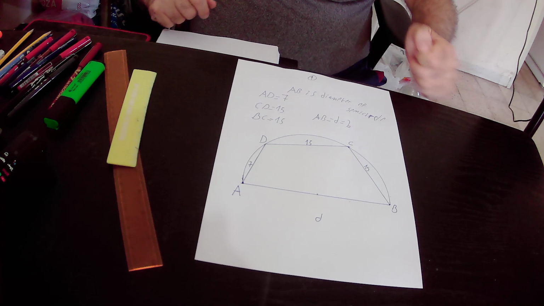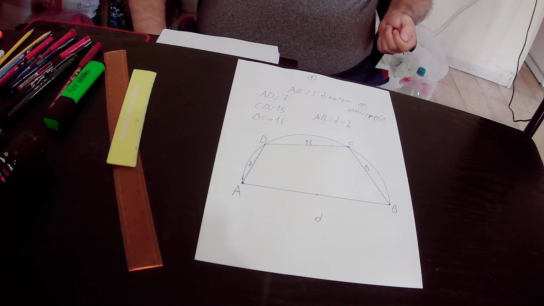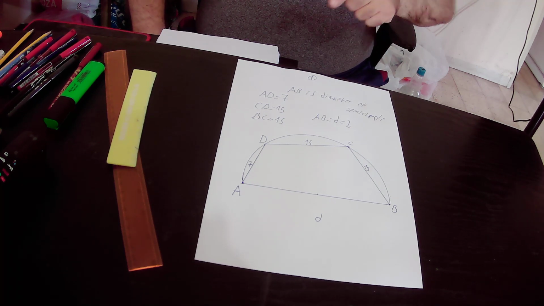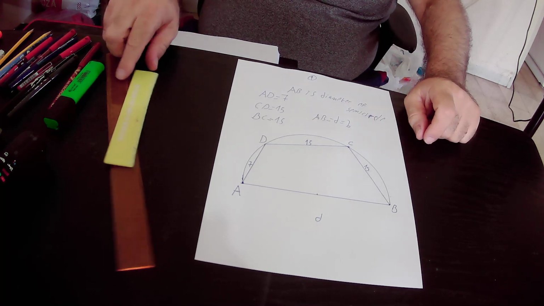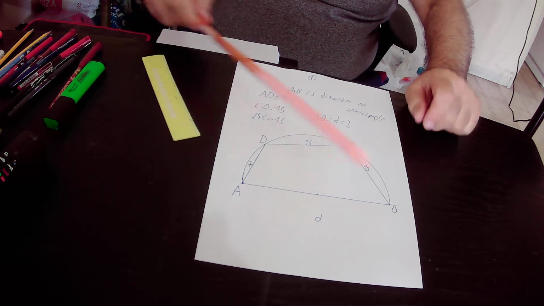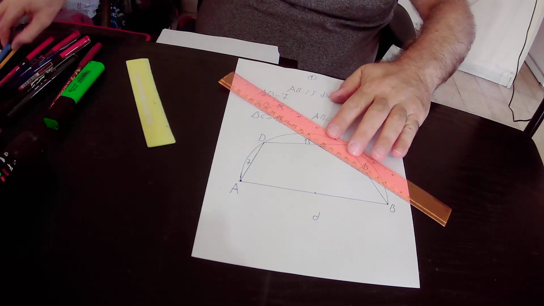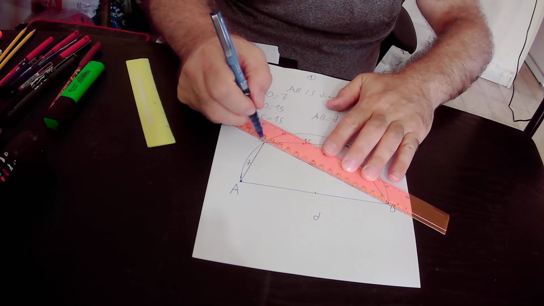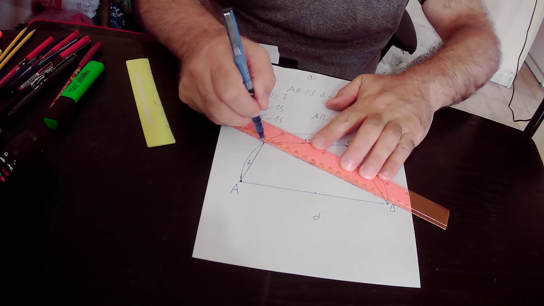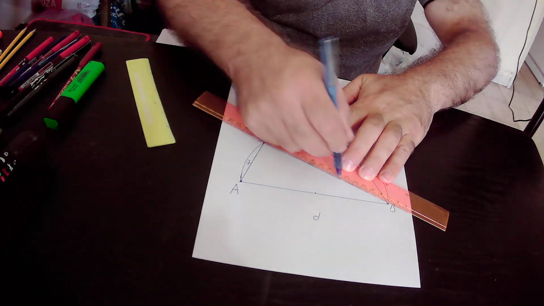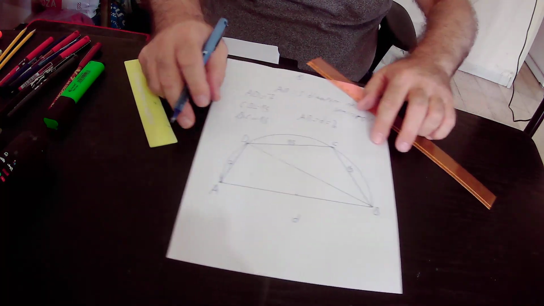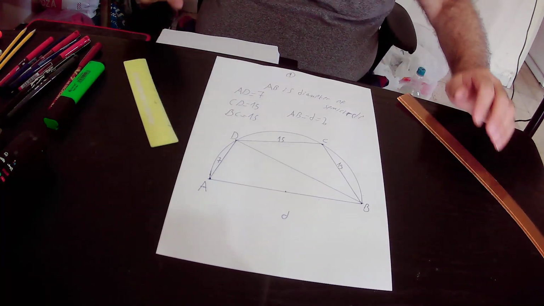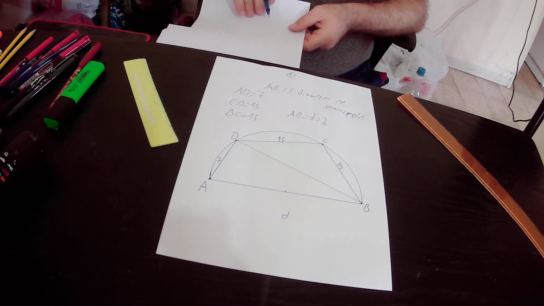Okay, so first of all we will join points D and B by a straight line. Actually, we have a rule. We'll call it rule number 1.